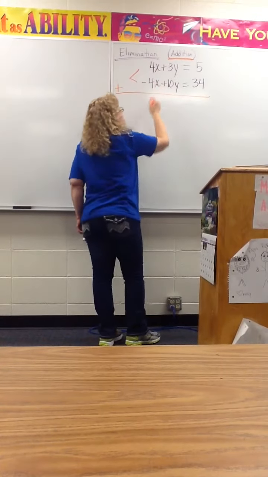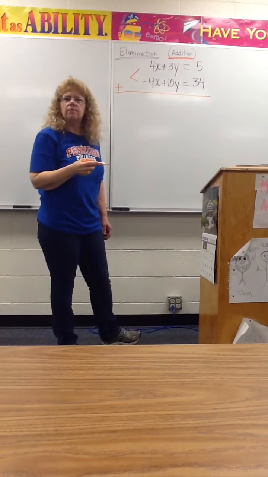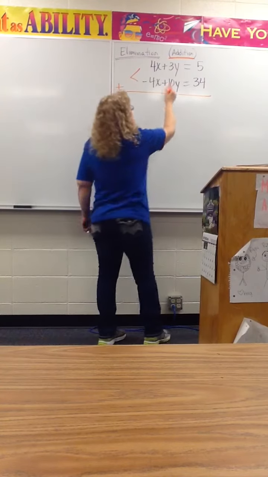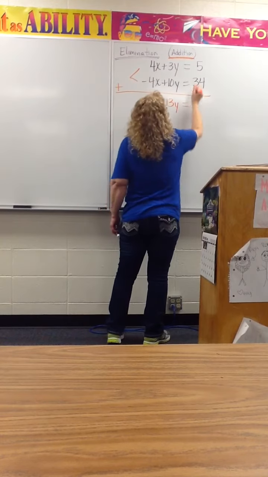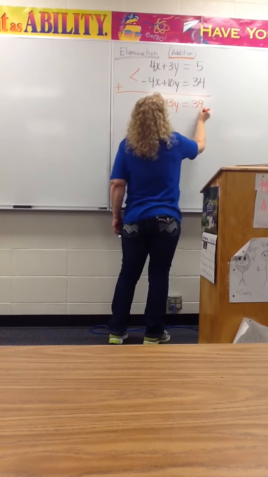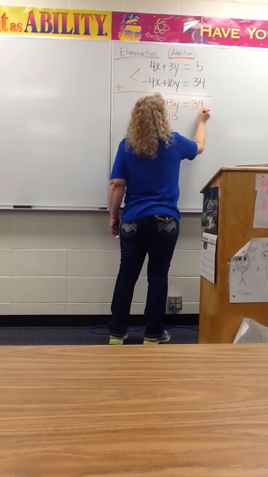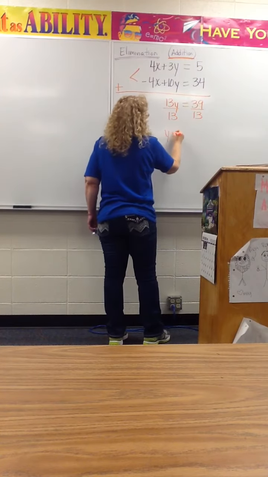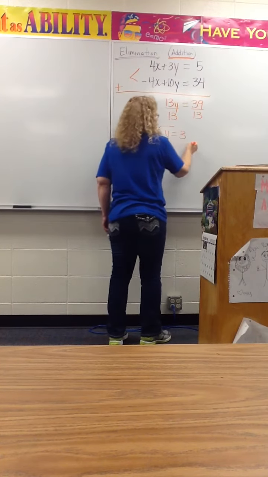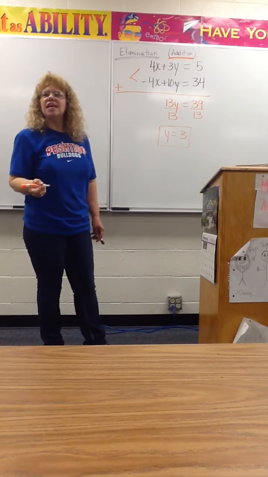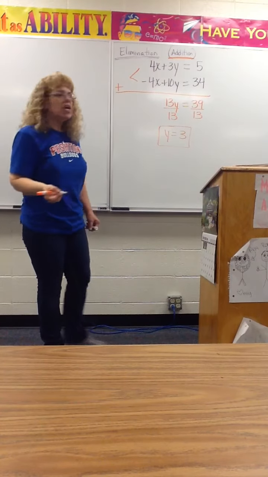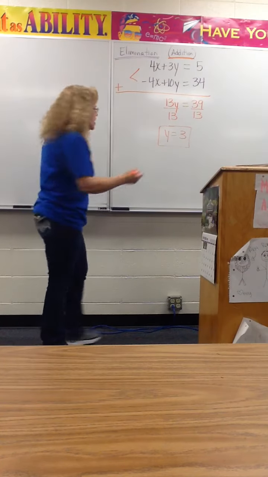What's 4x and negative 4x? 0. No x's. What's 3y and 10y? 13y. What's 5 and 34? 39. Now all you have to do is divide, and y equals 3. Look at that. That's pretty slick. Wasn't that slick? Nice and very easy. You still have to find the x that goes with it.